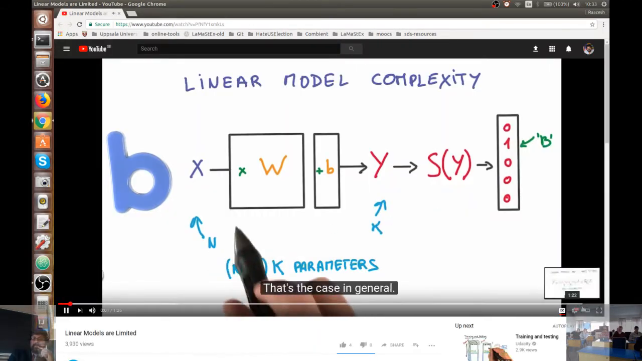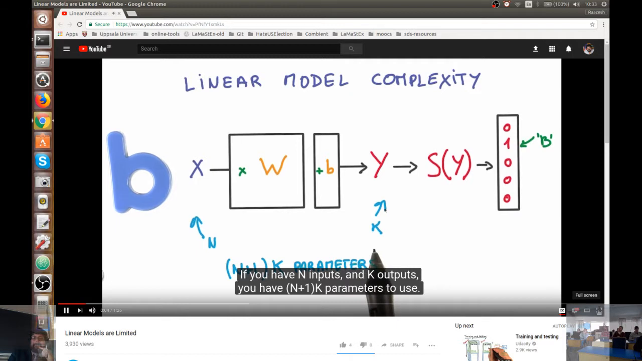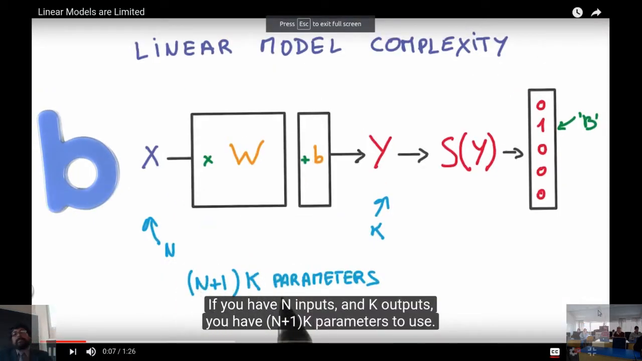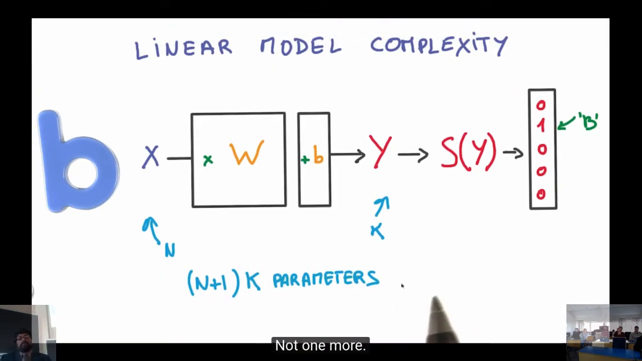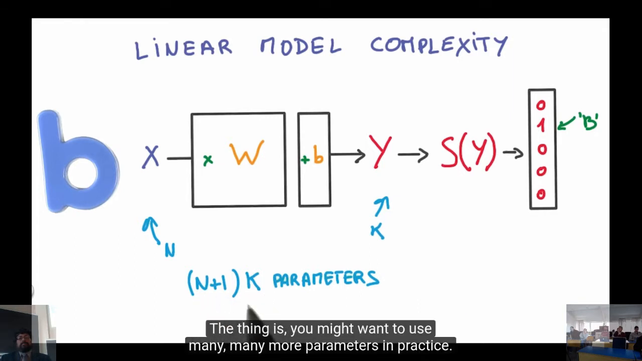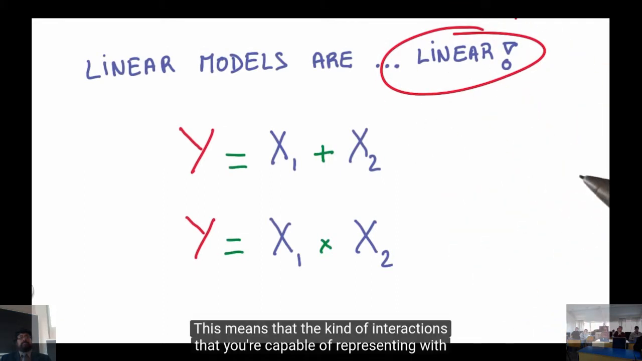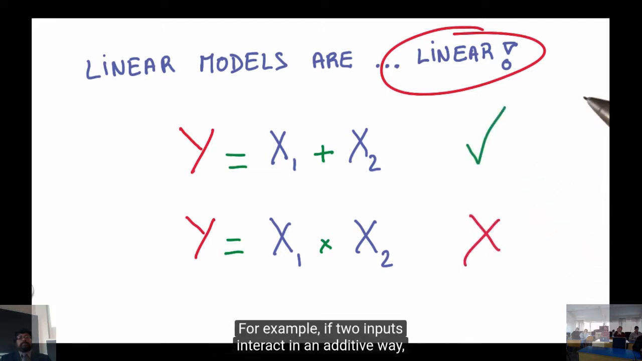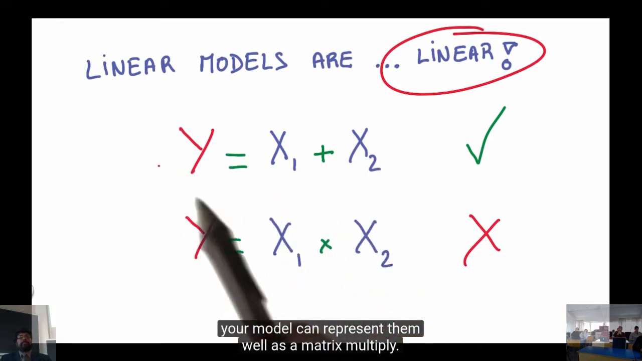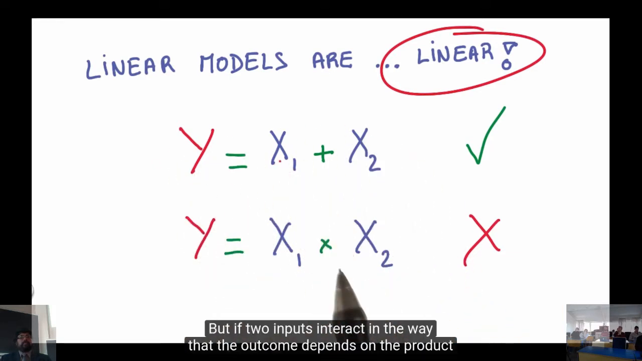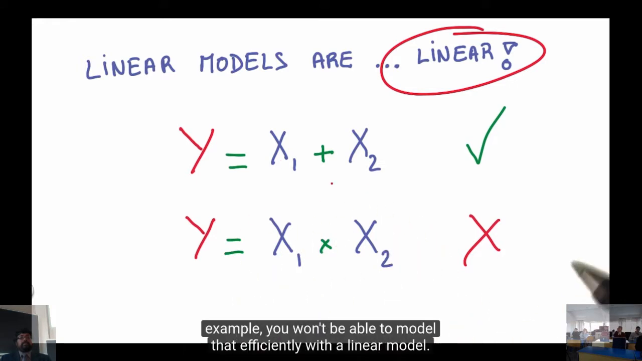That's the case in general. If you have n inputs and k outputs, you have n plus 1 times k parameters to use, not one more. The thing is, you might want to use many, many more parameters in practice. Also, it's linear. This means that the kind of interactions that you're capable of representing with that model is somewhat limited. For example, if two inputs interact in an additive way, your model can represent them well as a matrix multiply. But if two inputs interact in a way that the outcome depends on the product of the two, for example, you won't be able to model that efficiently with a linear model.